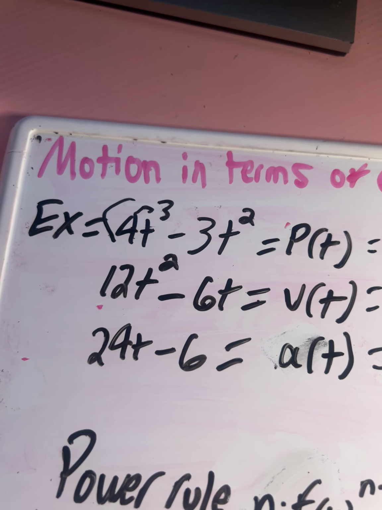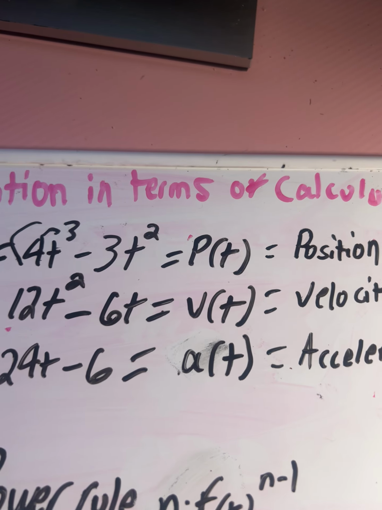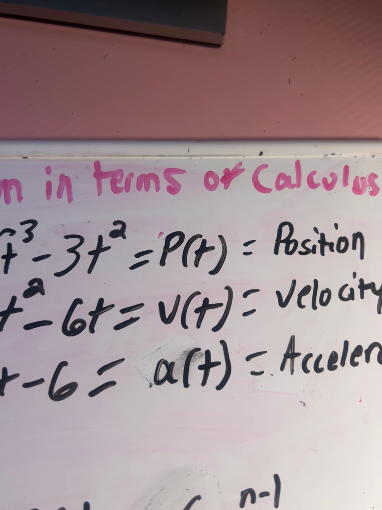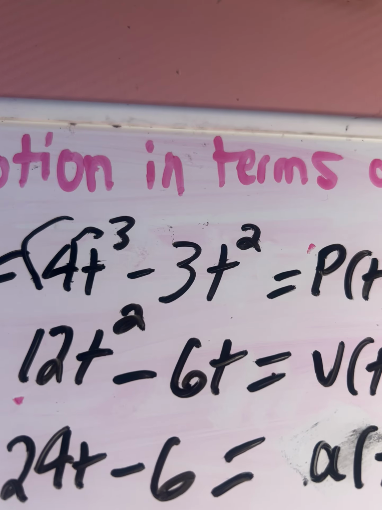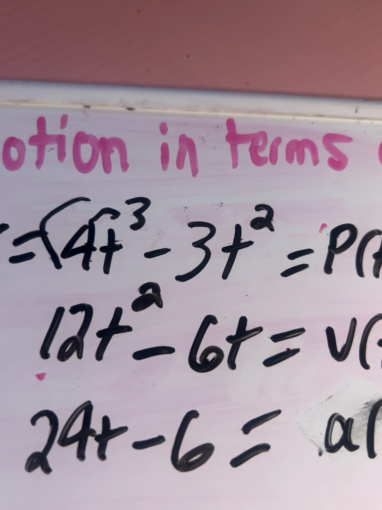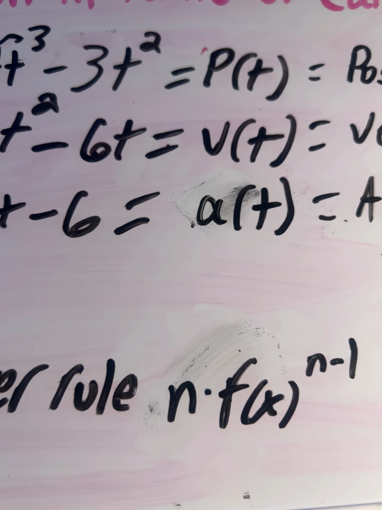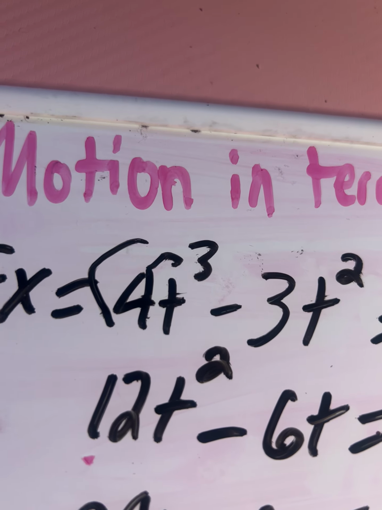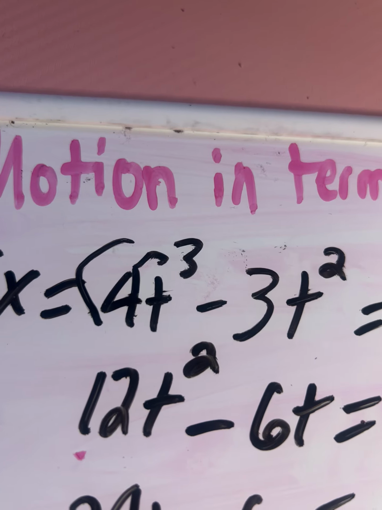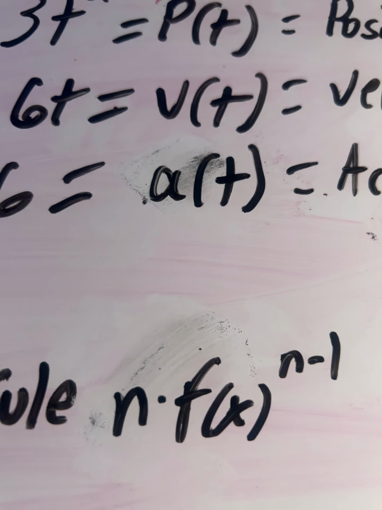So to find the velocity of the position function, you have to use power rule for this one because you're subtracting two functions. To use power rule, the essence of power rule is basically you're multiplying the coefficient of the function by its exponent and then subtracting 1 from its exponent.